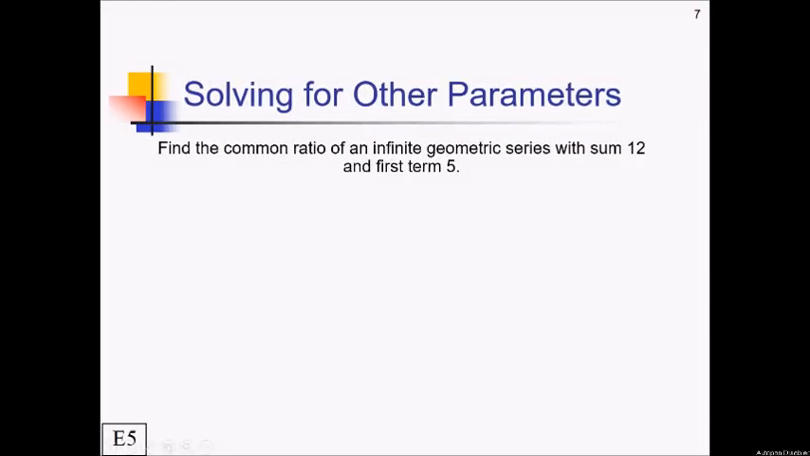Just to mix things up, we're going to do this one last problem. This time they want us to find the common ratio of an infinite geometric series with a sum of 12 and a first term of 5. Pause the video and see if you can reason out how to do this one.